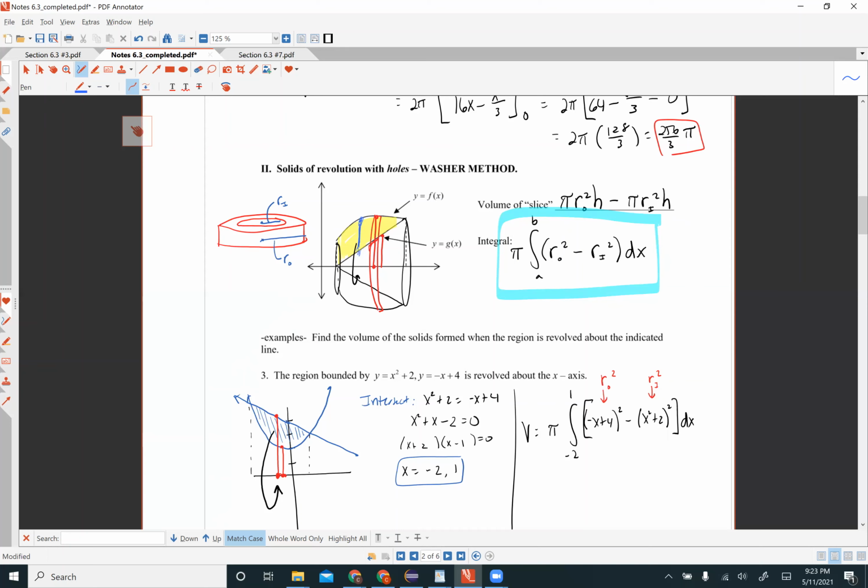So if the radius of the outer curve is r sub o, and the radius of the inner curve is r sub i, you get this integral here. But basically I would write it like this: pi times the integral of f squared of x minus g squared of x.